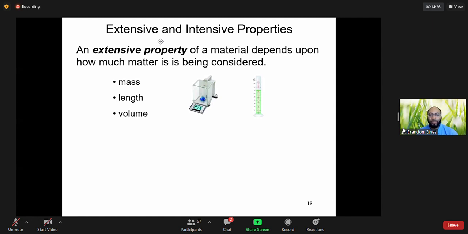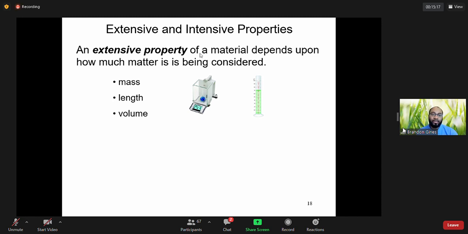Another thing are properties, right? A lot of times whenever we're trying to characterize or identify certain material, there are a lot of things we have to observe about this particular material. A lot of properties you have to note, and these properties can be grouped into 2 major forms: extensive and intensive.